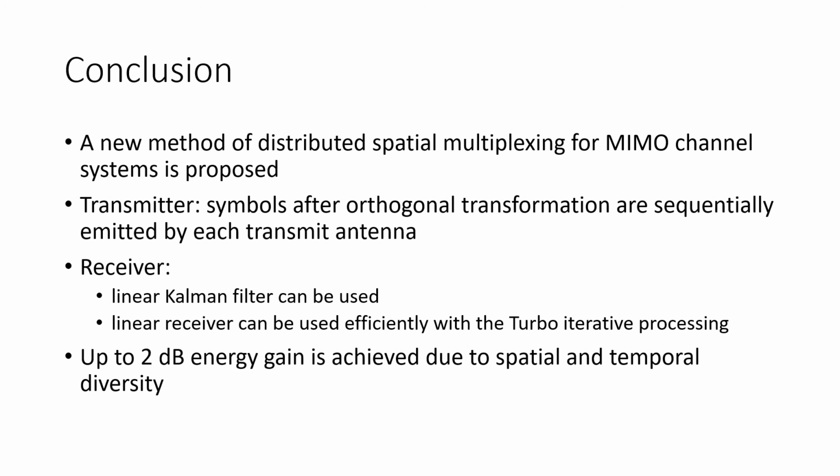Therefore, what was done in the paper? A new method of distributed spatial multiplexing for MIMO channel systems is proposed. We simulate a transmitter where symbols after orthogonal transformation are sequentially emitted by each transmitting antenna. In the receiver, we can use either a linear Kalman filter or also together with efficient turbo iterative processing. And we are getting up to 2 decibels energy gain with 1 iteration, or up to 8 decibels gain with 3 iterations of the algorithm.